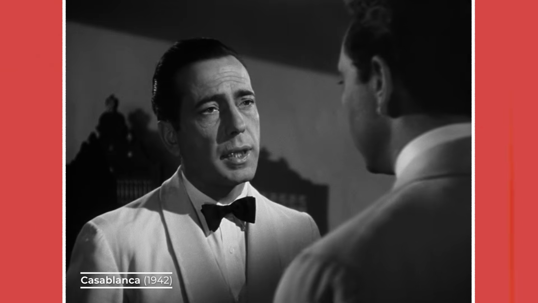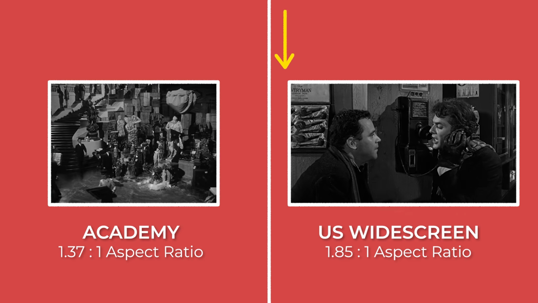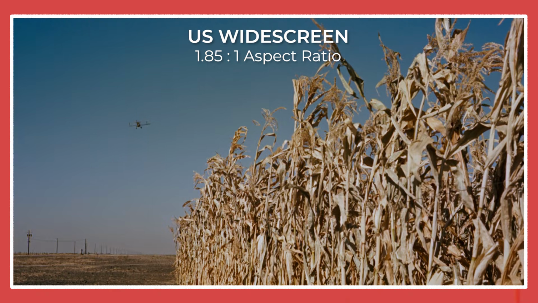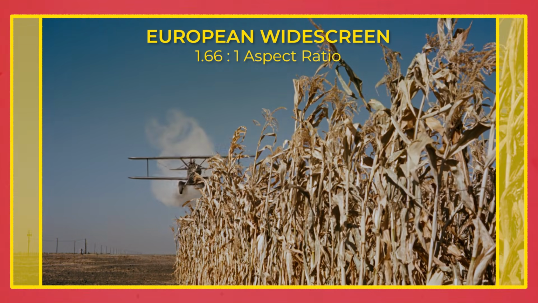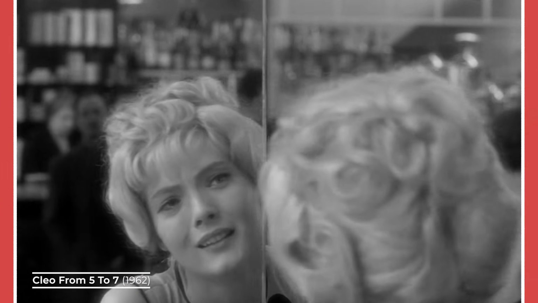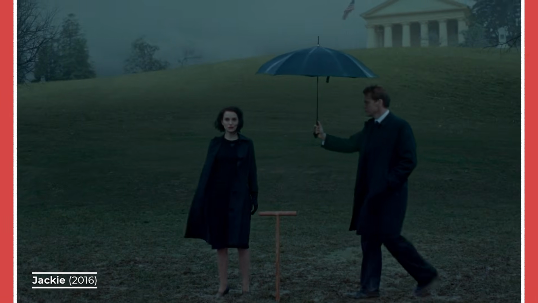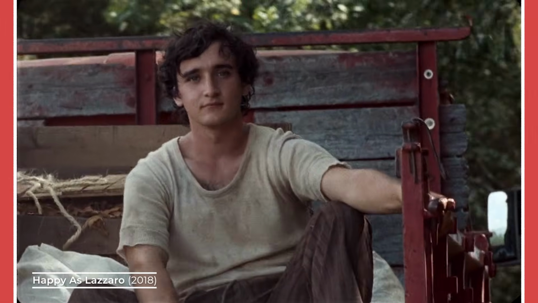After the Academy ratio got phased out in the 1950s, 1.85 replaced it as the standard US widescreen viewing size in cinemas. However, in certain European countries, they instead favored a narrower 1.66 to 1 ratio, called European widescreen. Although I often associate this ratio with many of the French New Wave films of the 60s, it's a frame size which still continues to be used to this day throughout the world, although especially by European cinematographers.